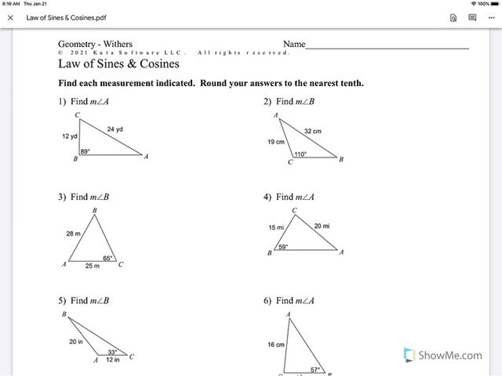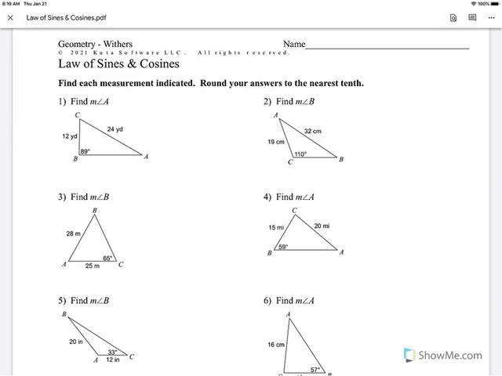So the first side is law of sines. So if you want to write on there somewhere that the front page is law of sines, the back side you're going to use law of cosines, and then you're going to use law of sines.